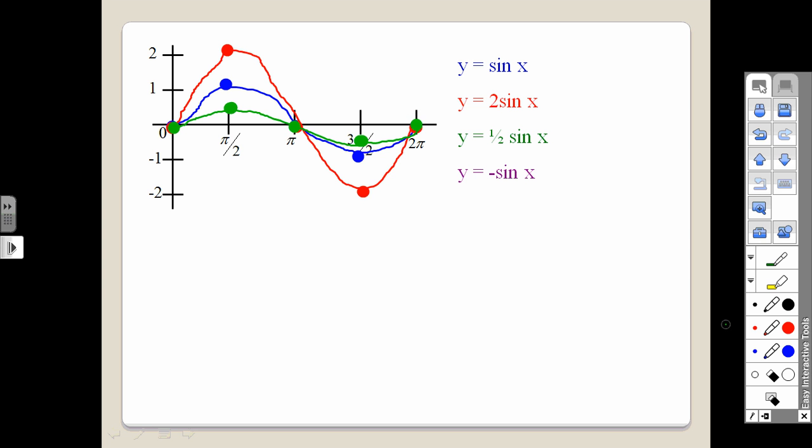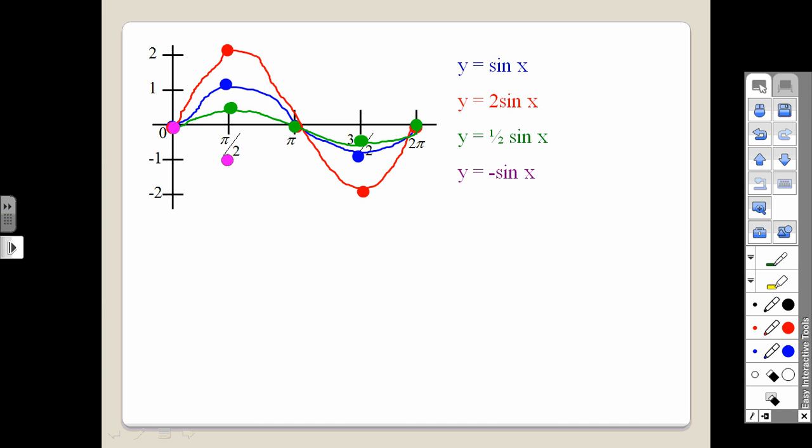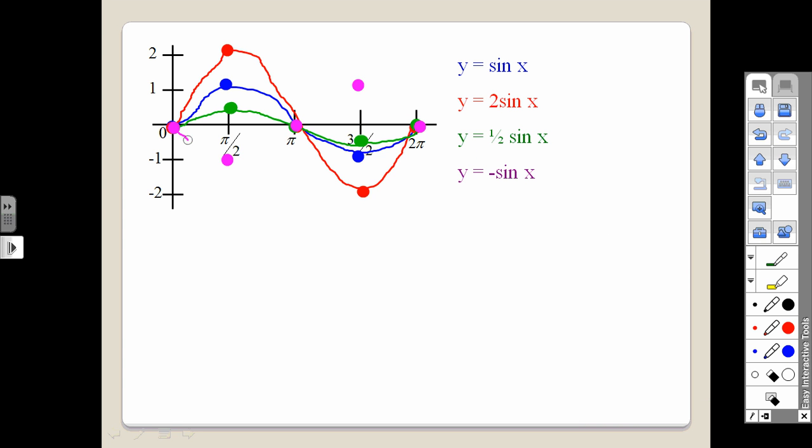Okay, and then when we have, let's see if I can change the color here to purple, negative sine x. Now what that means is that we're going down to -1, back up to 0, up to +1, down to 0 again, and connecting the dots.